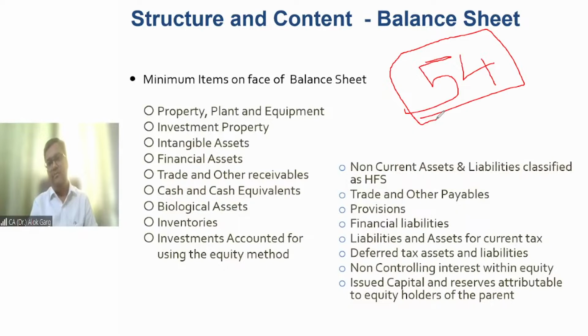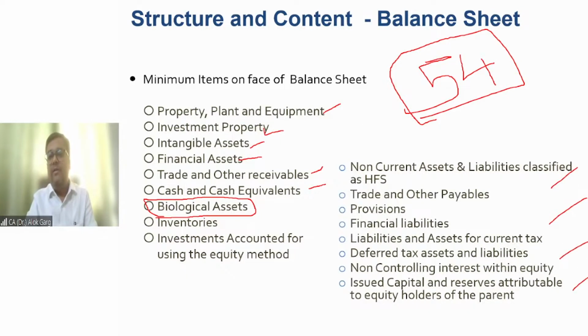these line items: property, plant and equipment, investment property, intangible assets, financial assets. You will read these concepts in different standards. For example, there is Ind AS 16 on property, plant and equipment, Ind AS 40 on investment property, Ind AS 38 on intangible assets, and Ind AS 109 on financial assets. All these things need to be disclosed on the face of the balance sheet. Biological assets as per Ind AS 41. So these are the line items.